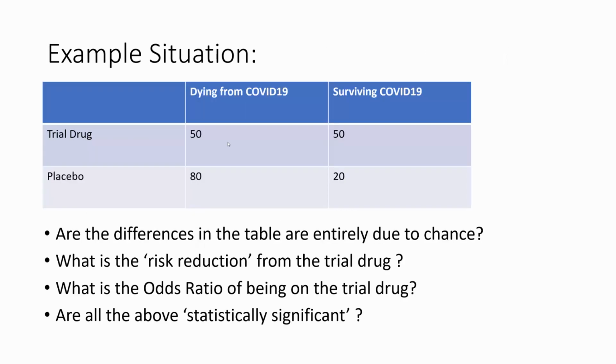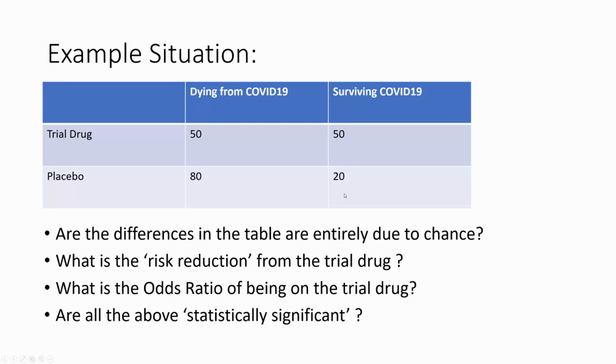So if we have an example situation where in COVID-19 you've got people dying and people surviving, one of the ways to do interpretations is to set up a 4x4 table where you've got one thing happening like a trial drug and one thing where it's just normal treatment, so a placebo or a control group. Say this particular study had 100 patients in each arm. In the trial drug group, 50 people died, 50 people survived. In the placebo group, 80 people died and 20 people survived.